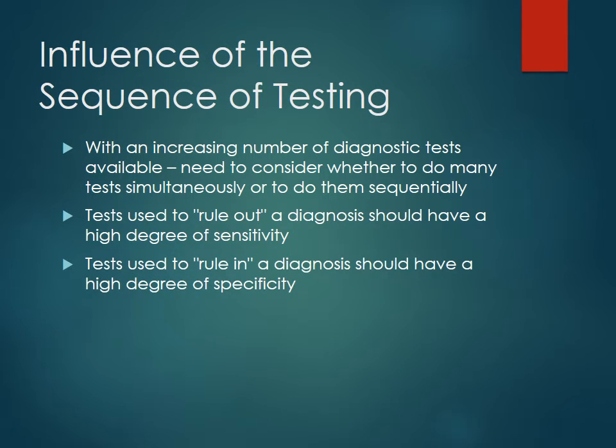So looking at the influencing of the sequences of testing with an increased number of diagnostic tests that are available, you need to consider whether to do many tests simultaneously or to do them sequentially. Again, tests used to rule out a diagnosis should have high sensitivity. Tests used to rule in should have high specificity, right? So again, you can do initial screening tests to see if your patient is potentially having issues with a particular disease, and then you can follow up tests afterwards, right?